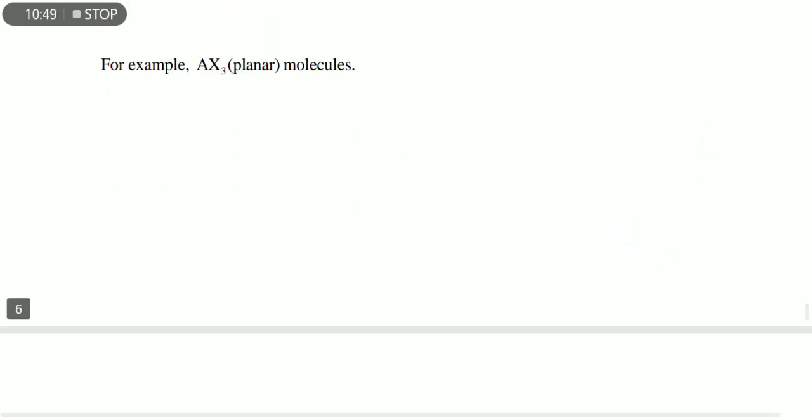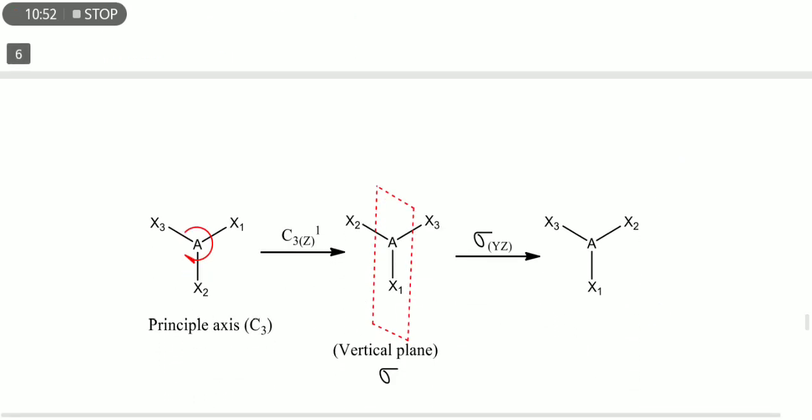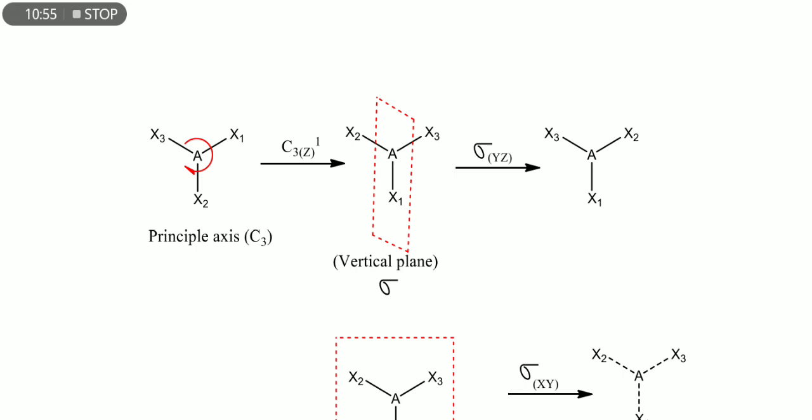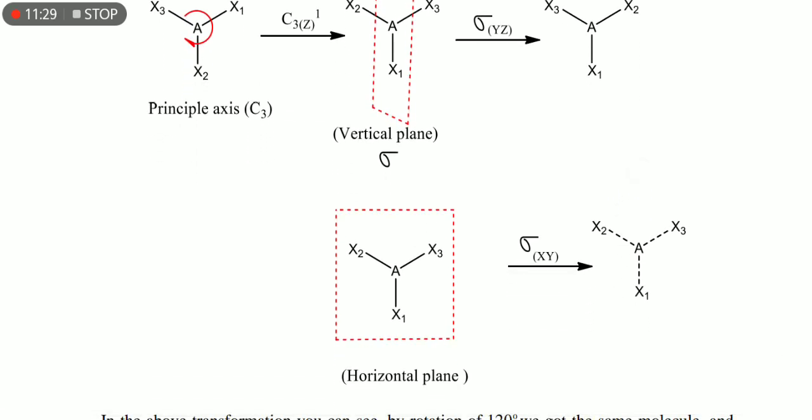For example, the AX3 planar molecule. You can see here this is the molecule AX3 which is planar, and if you operate the C3 principal axis along the Z axis, all the surrounding atoms are interchanged with each other, right? And again, if you apply the plane of symmetry along the YZ plane, you can see here A and X1 are retained in position, and X2 and X3 are exchanged with each other. This is called a vertical plane.